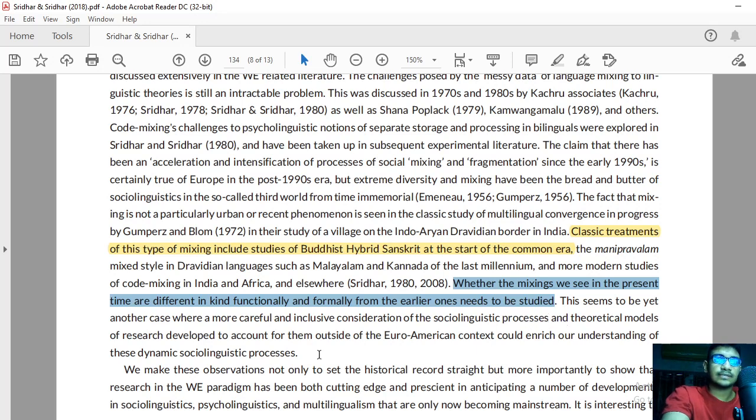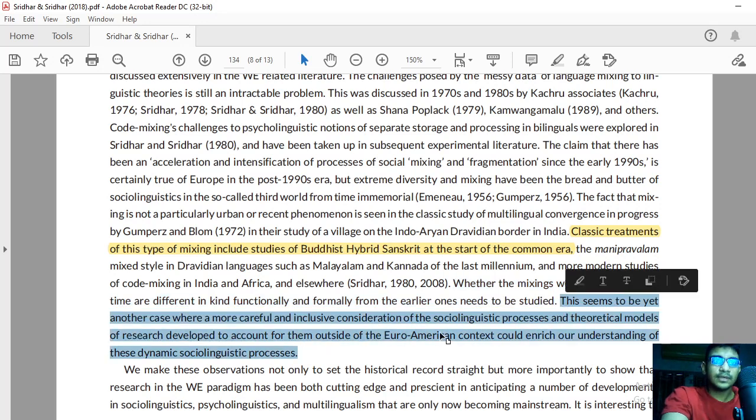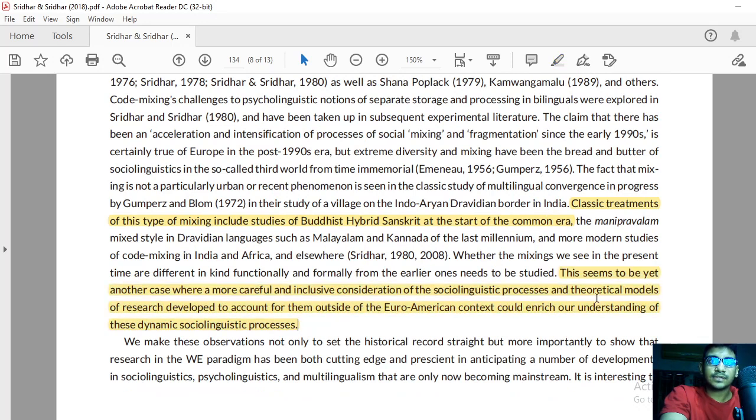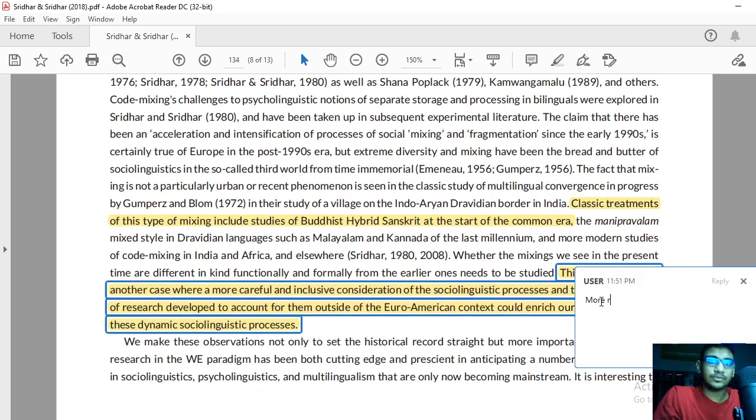So it's a big sentence, but it really means that more quote-unquote third world context research should be undertaken, because there is already a lot of Euro-American context research, and more research should be done in our countries and in other third world countries. Okay, so let's make a note here. More research is encouraged to be done in quote-unquote third world countries. All right.